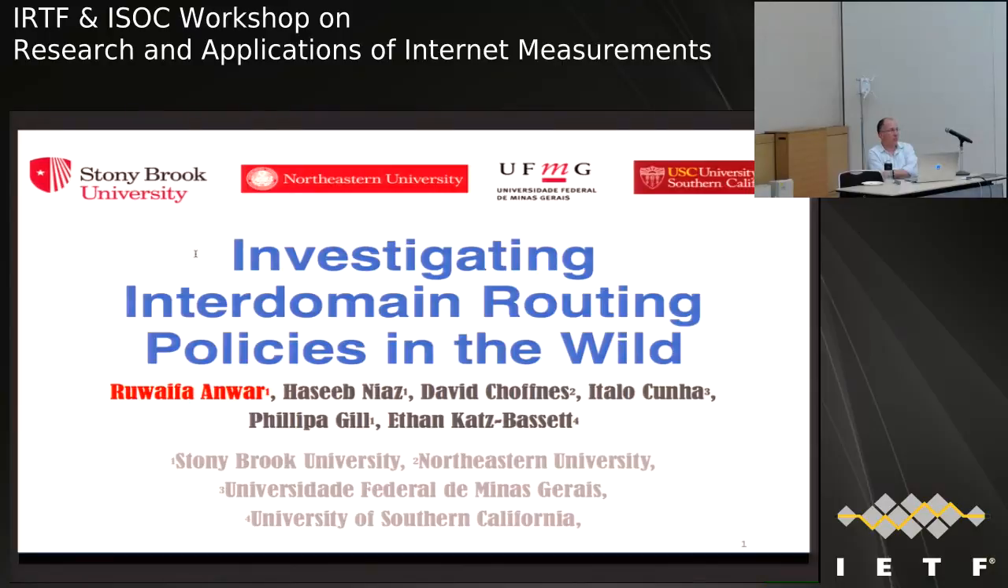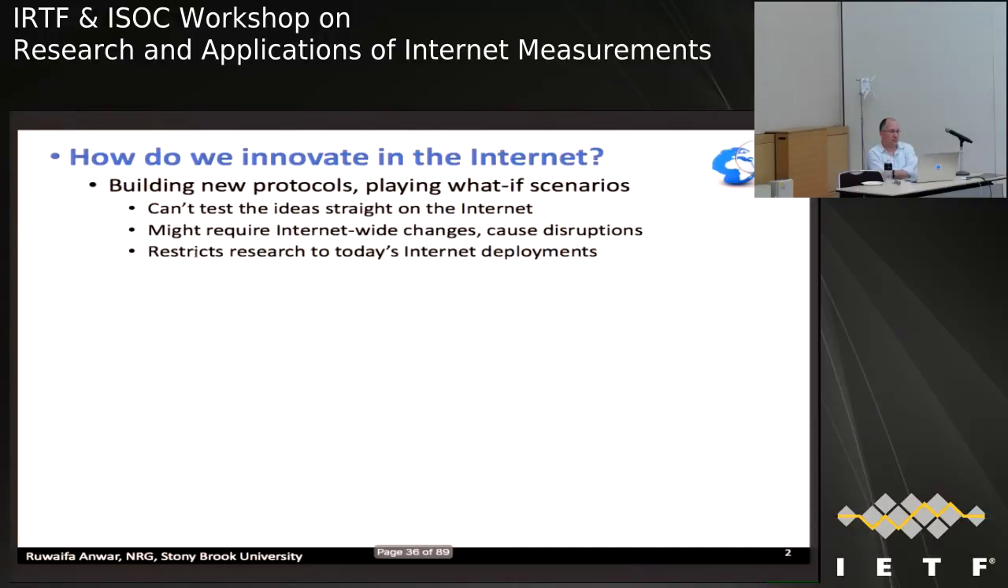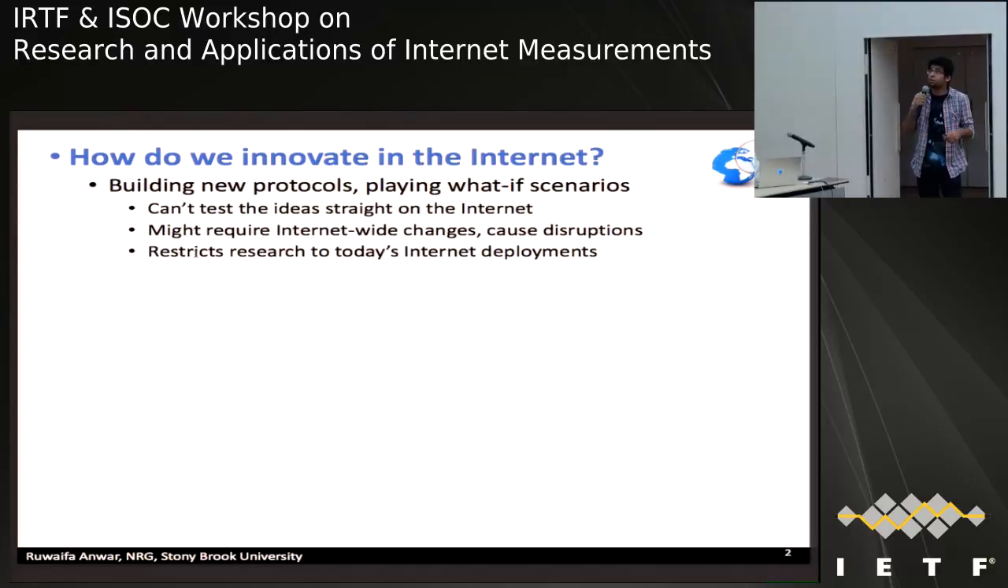Hi everyone, my name is Mohammad Wajid Anwar, and I'm a PhD student at Stevenson University. So how do we innovate in the internet? We can innovate by building new protocols, changing the existing ones, and playing with all those what-if scenarios. But doing this means testing new ideas straight on the internet, which might require internet-wide changes, and this might cause disruption in the internet. So what's the solution?